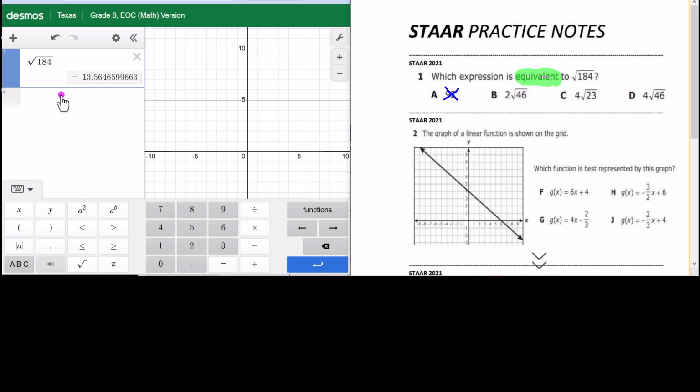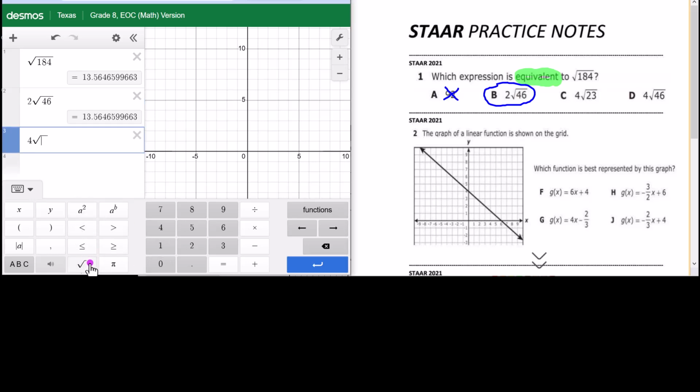Then I'm going to try number 2. So I'm going to click right there, 2 square root of 46. And if you notice, the values are the same. So with certainty, I know that it's going to be letter B. Now, if you have doubts, you can always try the next number. So let me just demonstrate right there. So 4 square root of 23. And if you notice, the value is not equivalent, it's not the same as square root of 184. So that way, you know that for sure it's going to be letter B.